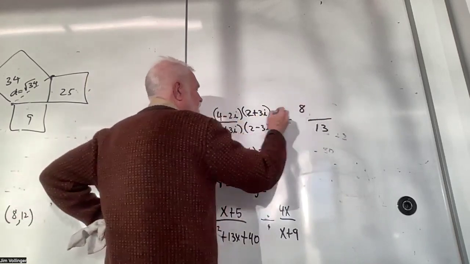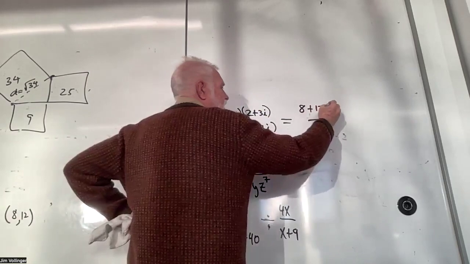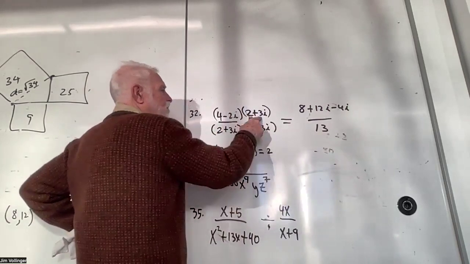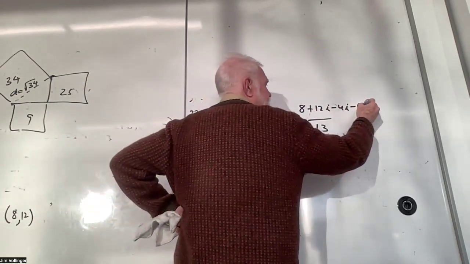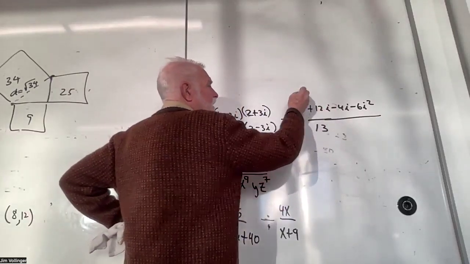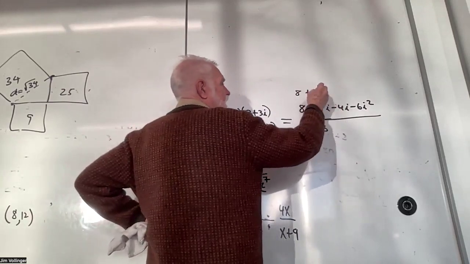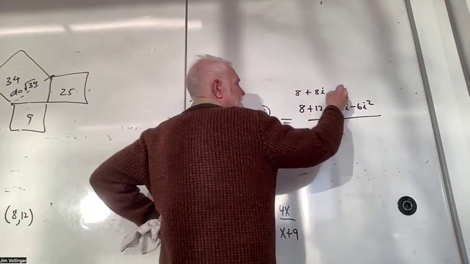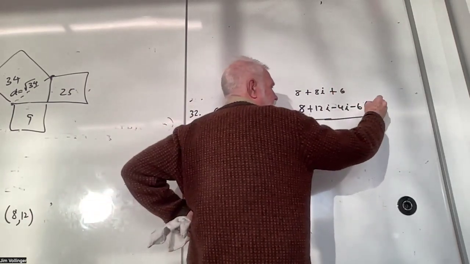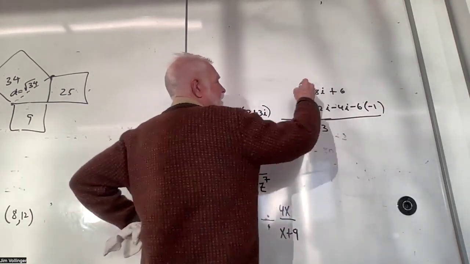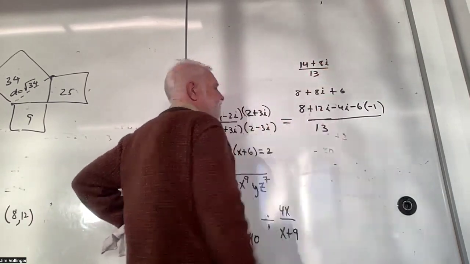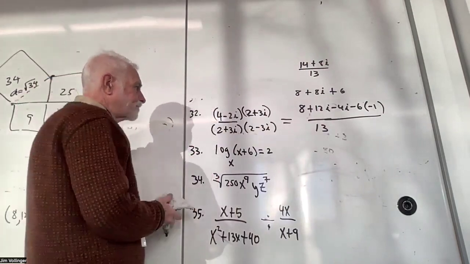4 times 2 is 8. 4 times 3i is 12i. Minus 2i times 2 is minus 4i. And minus 2i times 3i is minus 6i squared. Okay, so we got a little work to do here. We've got 8. 12 minus 4 is 8i. And minus 6i squared is actually positive 6, because minus 6 is getting multiplied by negative 1. I'm seeing 8 and 6, 14 plus 8i over 13. That's what I'm seeing for that problem.